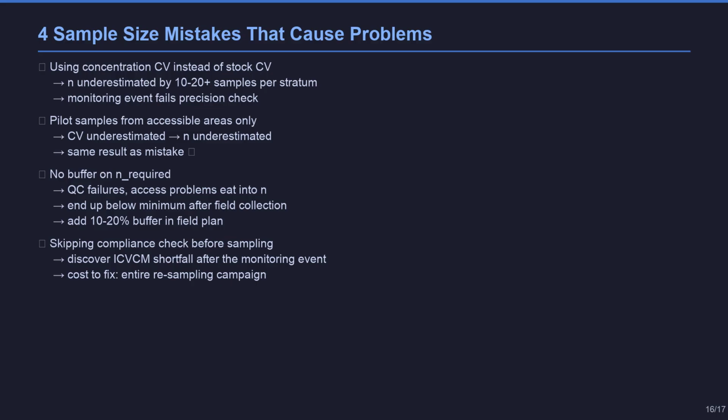Third, no buffer on the required N. In practice, some samples fail lab QC, some plots become inaccessible, and some composite samples are damaged in transit. Build a 10 to 20% buffer into your field plan above the Cochran N minimum. Fourth, skipping the compliance check before sampling. If you discover an ICVCM shortfall only after the monitoring event is complete, the cost to fix it is an entire resampling campaign. Run the compliance check during the design phase.